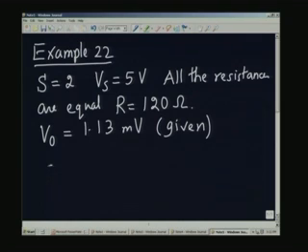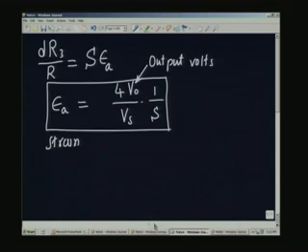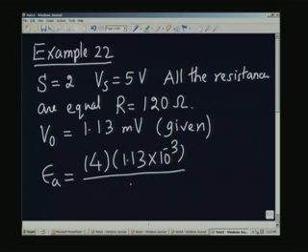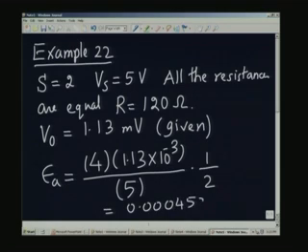So, we will just have to use that formula which I wrote in the previous page. The formula you can recapitulate: epsilon A equal to 4 V naught by V s into 1 over S. It is a very simple formula. So, this will be 4 into 1.13 millivolts, that will be multiplied by 10 to the power of minus 3 volts, divided by 5 volts, 1 over 2 of that, and this comes to 0.000452, or if you write it in terms of micro strains, it will come to 452 micro strains, which is written as mu strain.